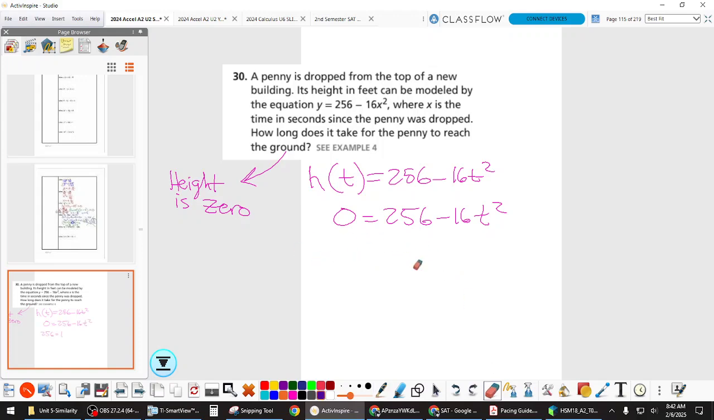Guys, let's reverse this just so we know our variable is on the left side. Alright, what's 256 divided by 16? 16. Duh. Square root is 4.